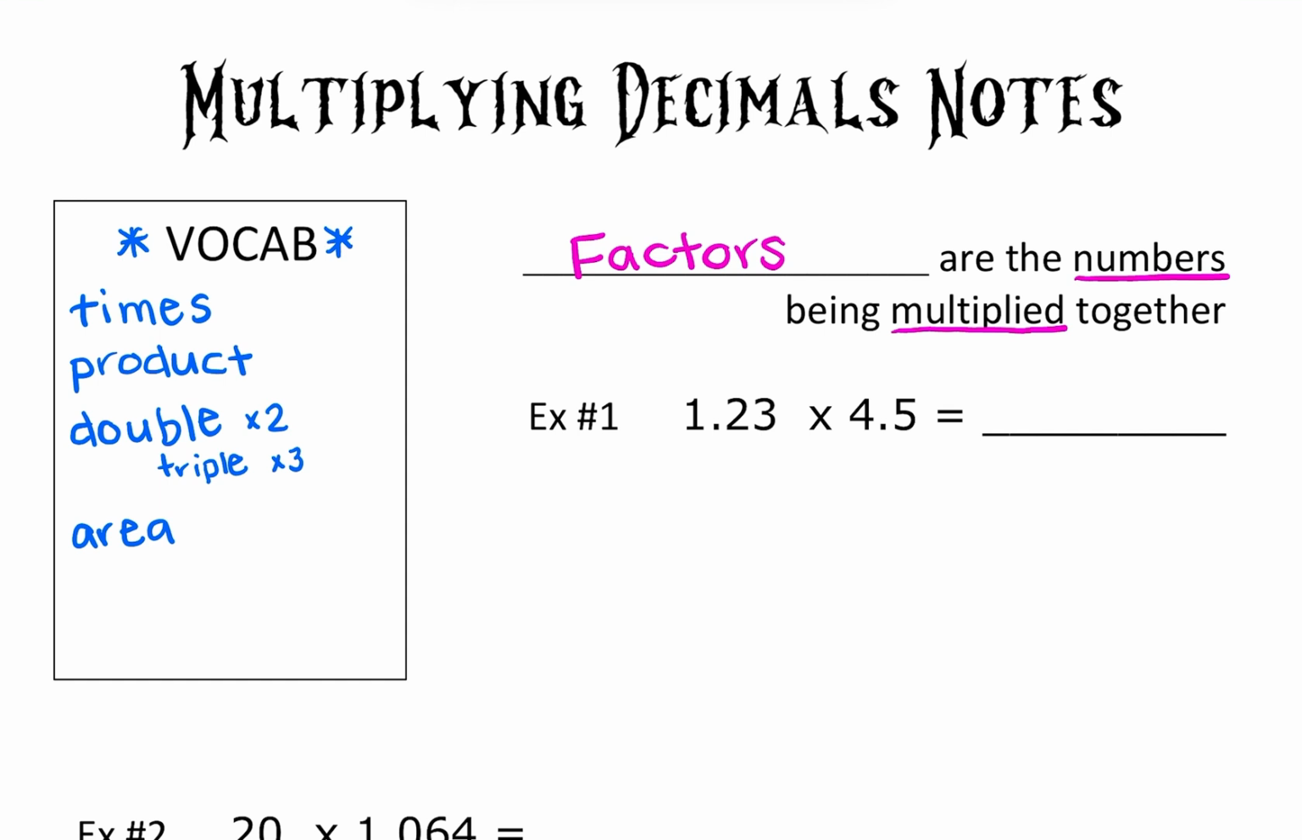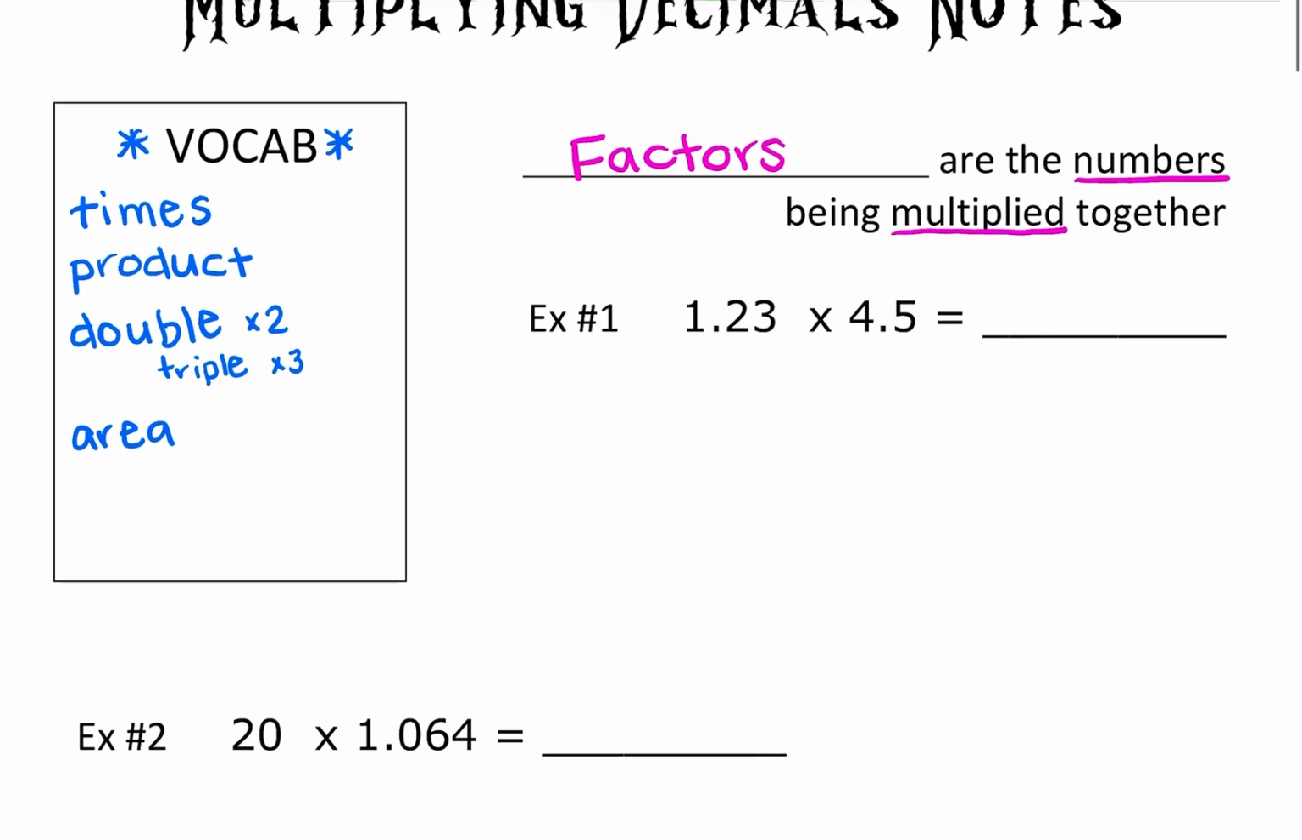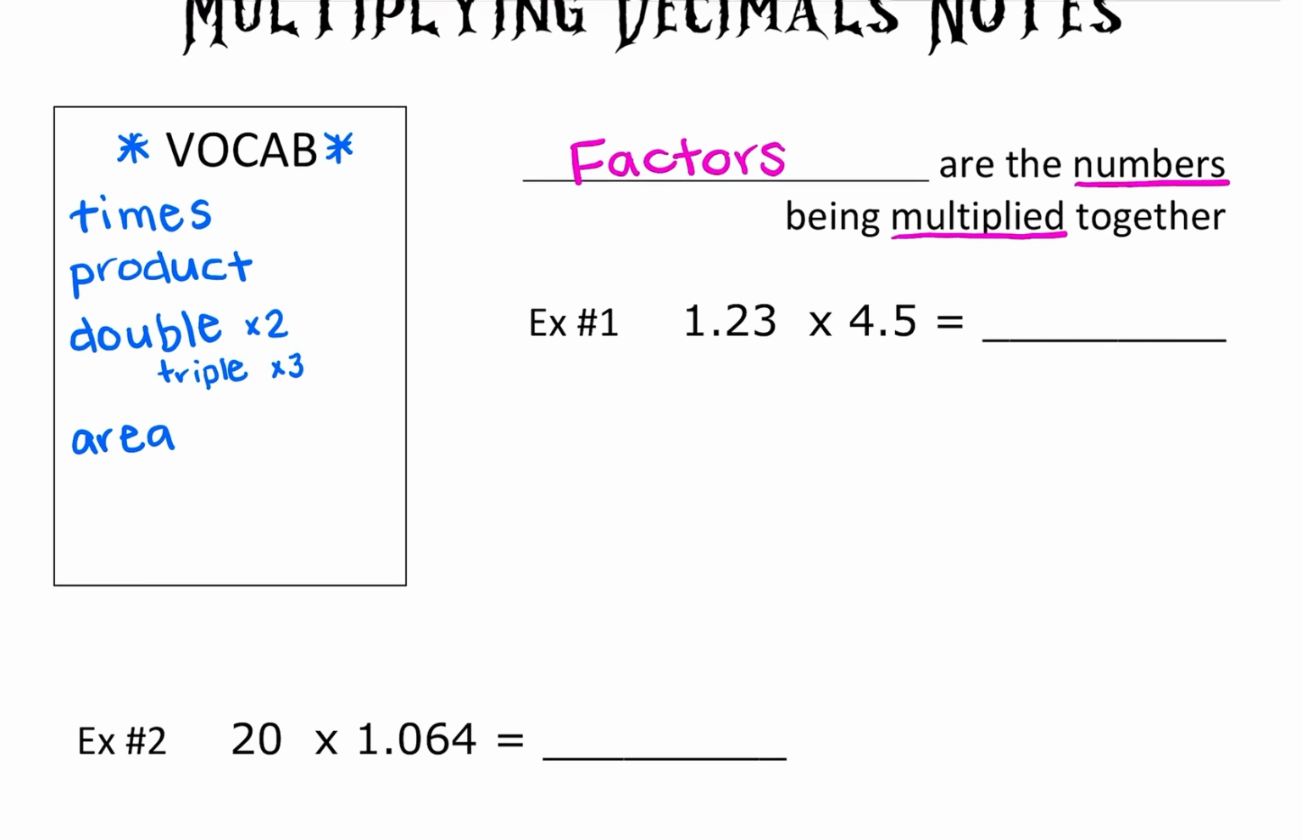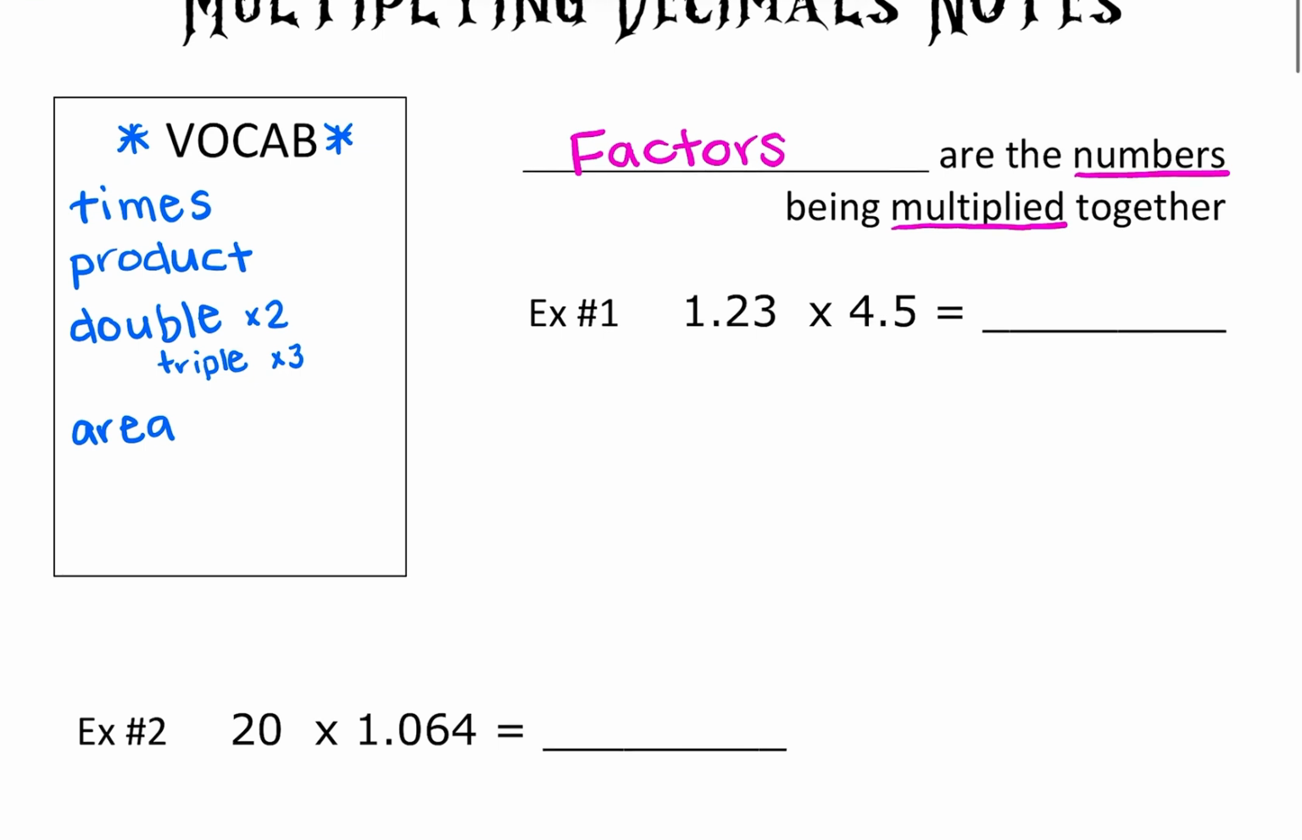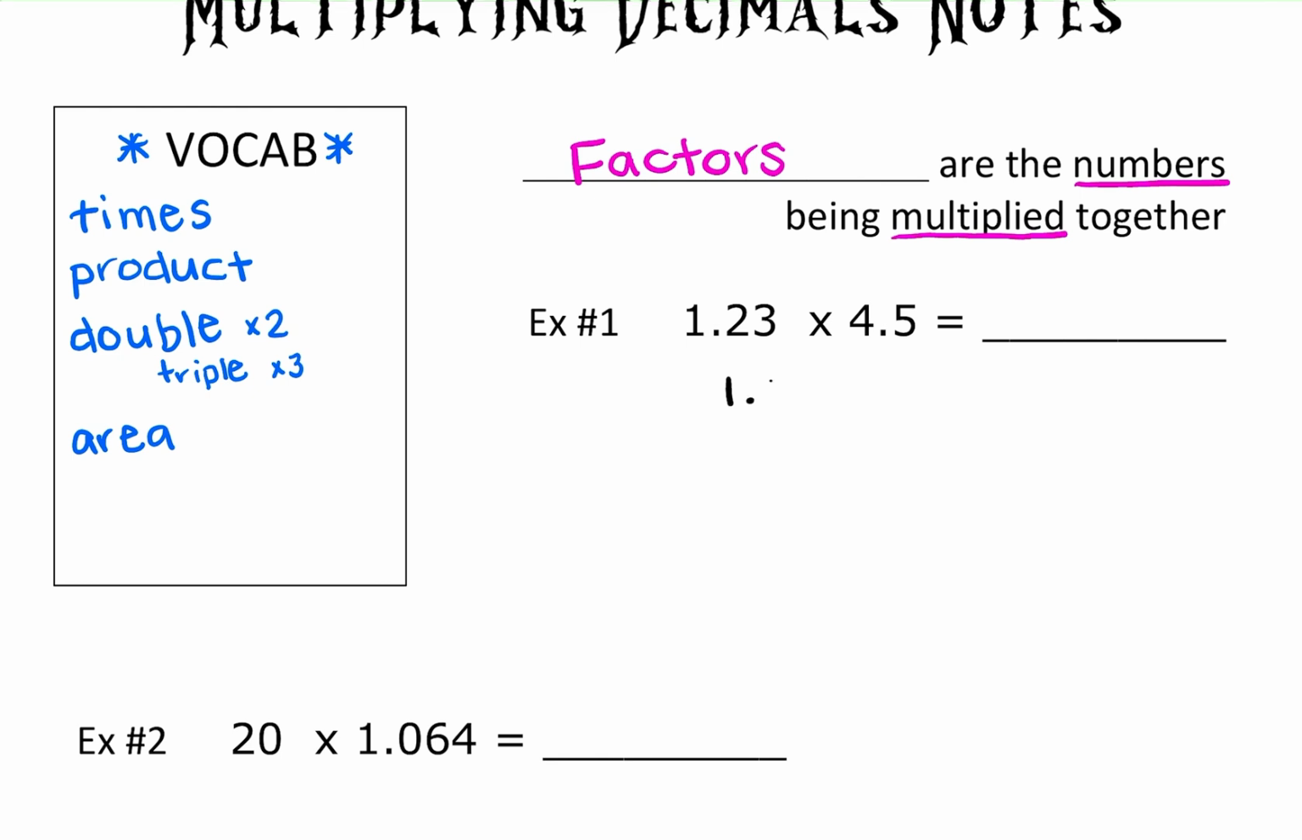So in this first problem, we have 1.23 times 4.5. We just talked about which number is going to go on top because in elementary, they might have told you the bigger number. But in this case, the 4 is bigger than the 1, but we're not doing bigger. We're doing the longer number. So in this case, we would have 1.23 times 4.5. The 1.23 goes on top because, again, it is longer.